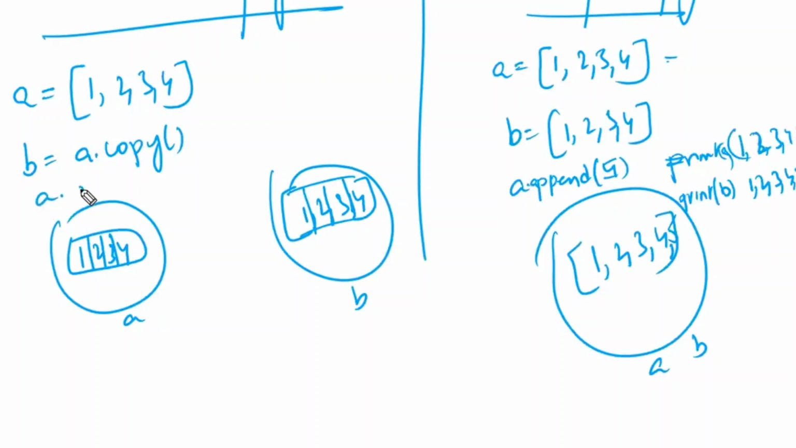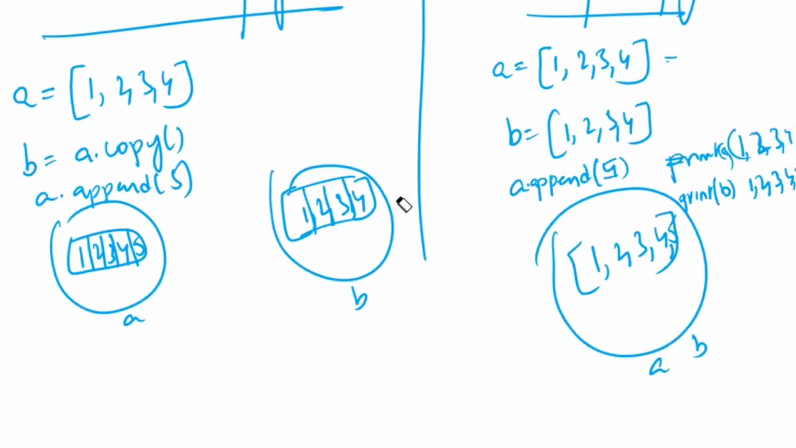Now A dot append of 5. It is going to be appended here, and it is not going to be appended here. Now what is print A? 1, 2, 3, 4, 5. Print B? 1, 2, 3, 4 only. No 5. That is the difference between shallow copy and deep copy.